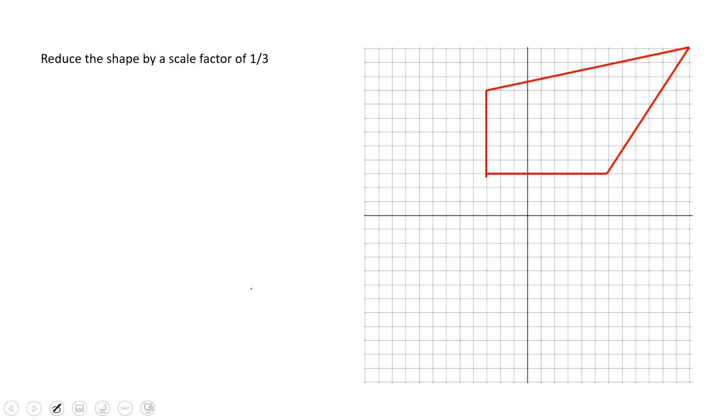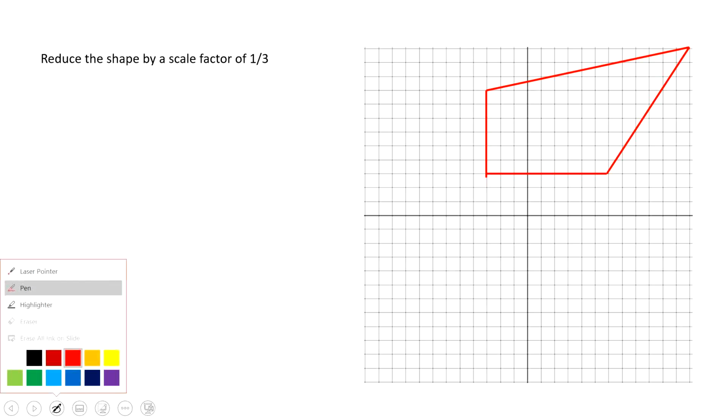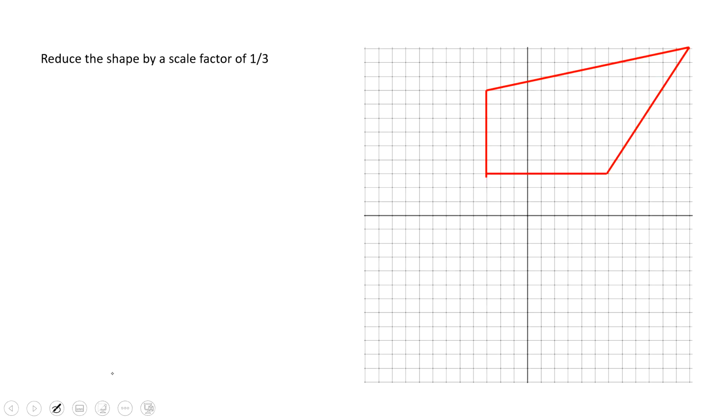Next, what I'm going to do is you are given a pre-image. So my red shape, I'm going to change my color here so you can see it show up a little bit better. What I've been asked to do is to reduce this shape by a scale factor of 1/3. Again, I don't have the coordinate points, so I have to go find what my coordinate points are.